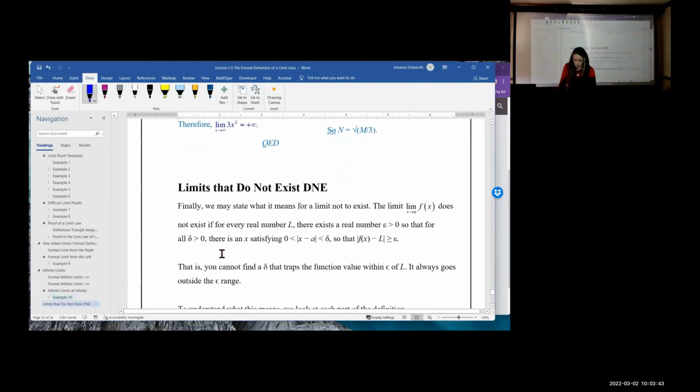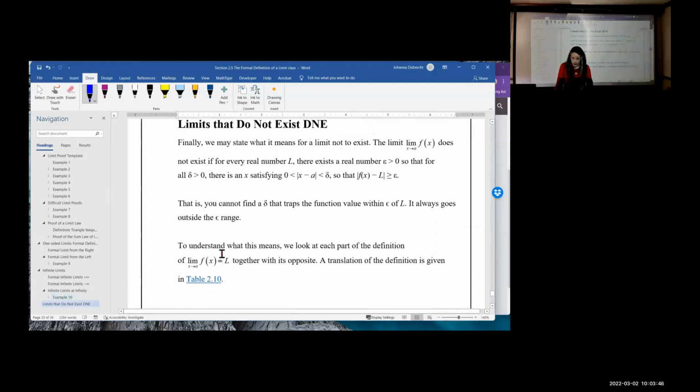There are limits, of course, that do not exist. So what does it mean to have a limit that doesn't exist? It means that for every real number L and for every epsilon greater than 0 and all delta greater than 0, as long as you're within delta of x, your y value is greater than epsilon away from L. In other words, it doesn't settle down and approach that one value. So in the next video, we'll take a look at some difficult epsilon delta proofs.